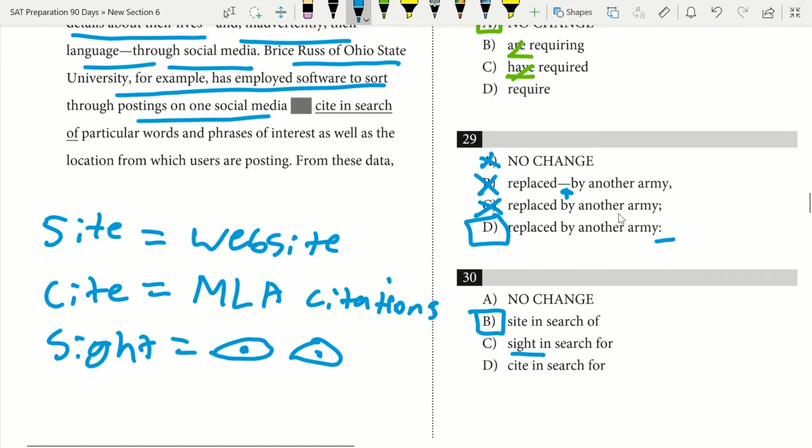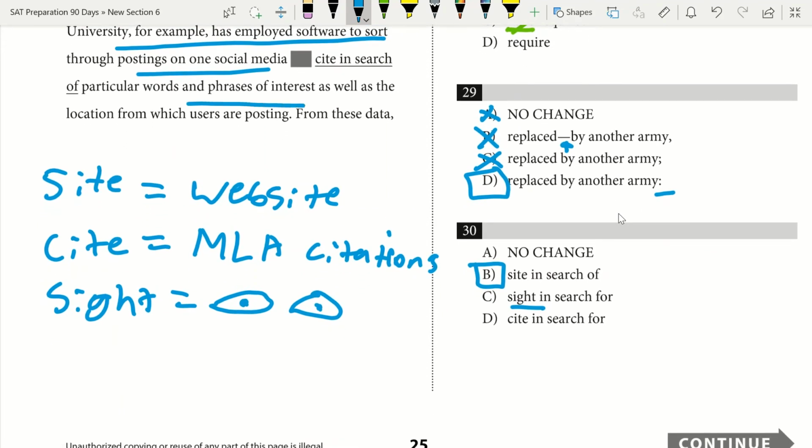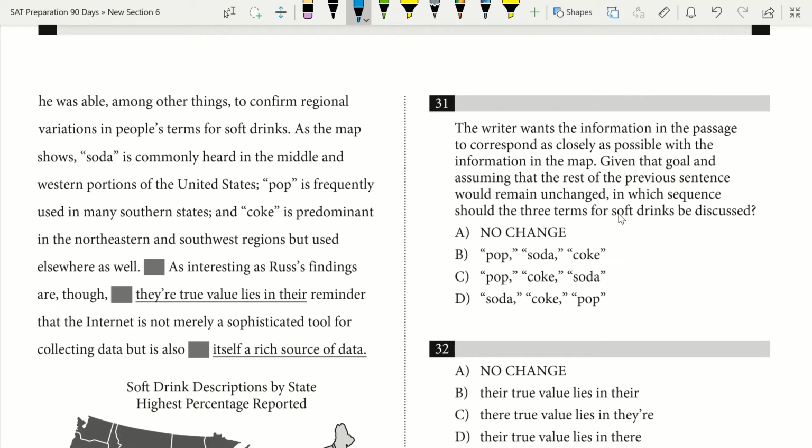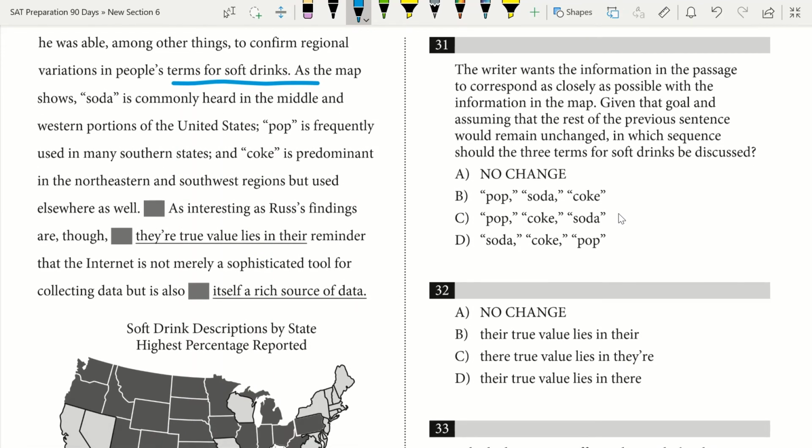We're still keeping in mind we have to answer 25. So we have particular words and phrases of interest as well as the location from which users are posting. From these data, he was able, among other things, to confirm regional variations in people's terms for soft drinks as the map shows. Now, one thing that I see right away is I have a series of 3 words for 31. And I see I have those same 3 words here, so I know I'm probably going to be dealing with something there. So I'm going to go ahead and take a look at 31.